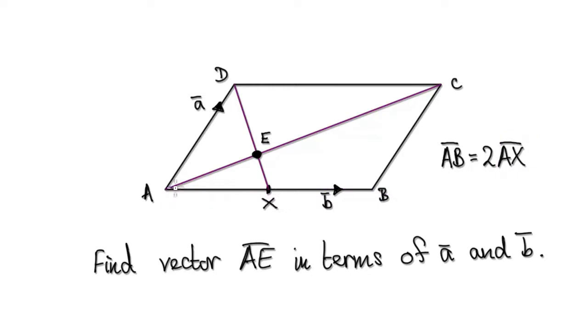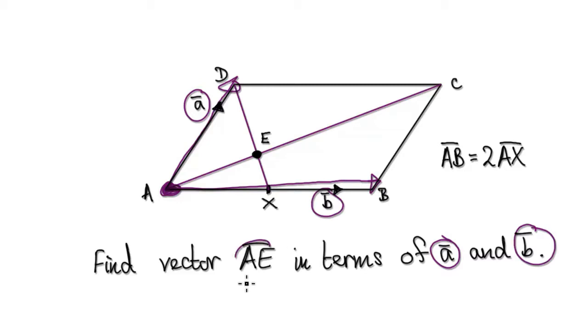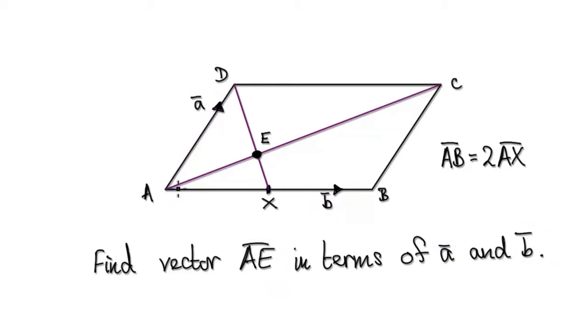So this vector here from A to D is called a, and this vector here from A to B is the vector b. So find the vector AE, so that's this vector here, A to E. So find this vector in terms of a and b. So press pause and have a go.